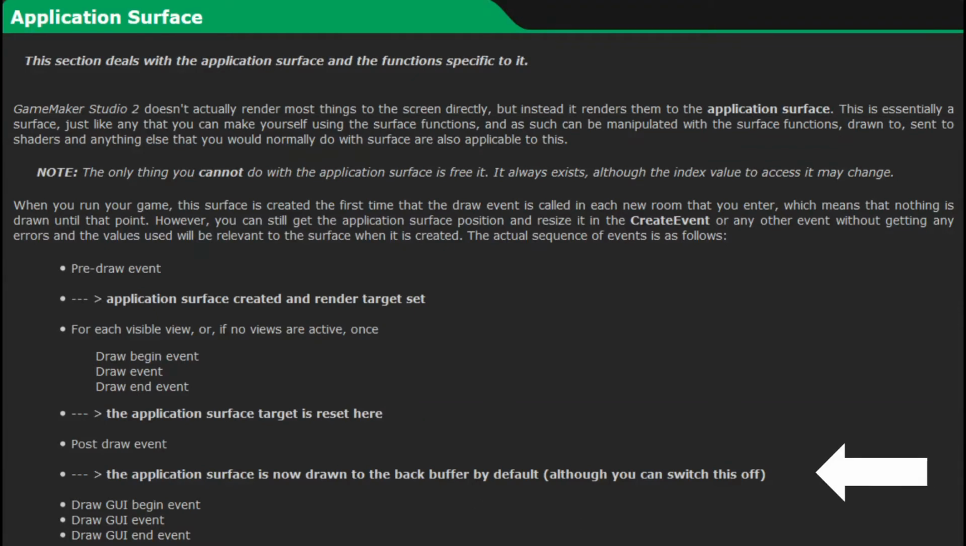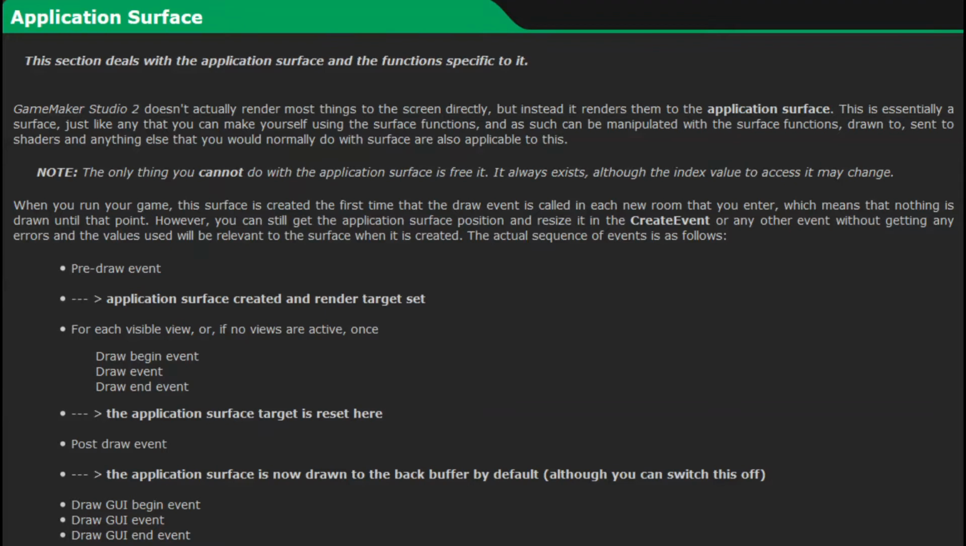Then right before the draw GUI begin event, the application surface is drawn automatically to the screen. Technically not to the screen, but to the back buffer where the screen pulls the image from, but I just think of that as drawing to the screen. So everything we draw in the post draw or any draw GUI event is being drawn directly to the screen instead of the application surface. And this order is important for post-processing.